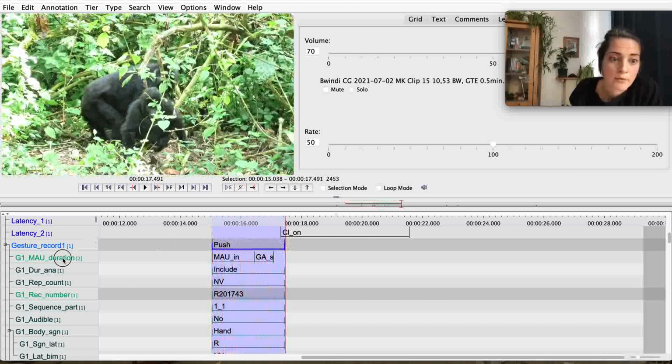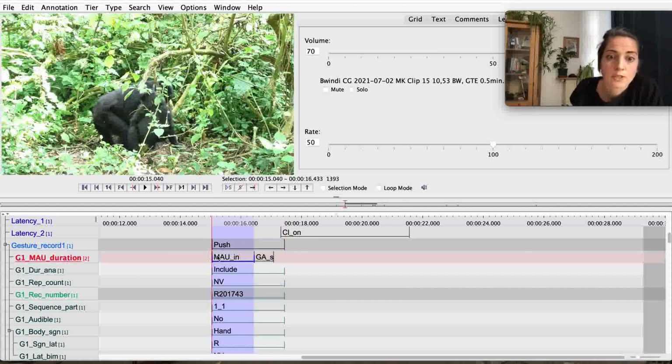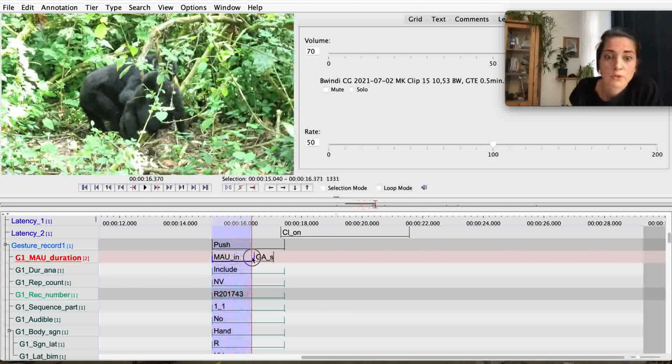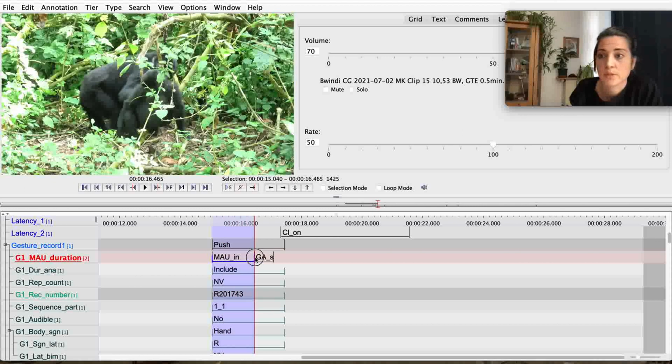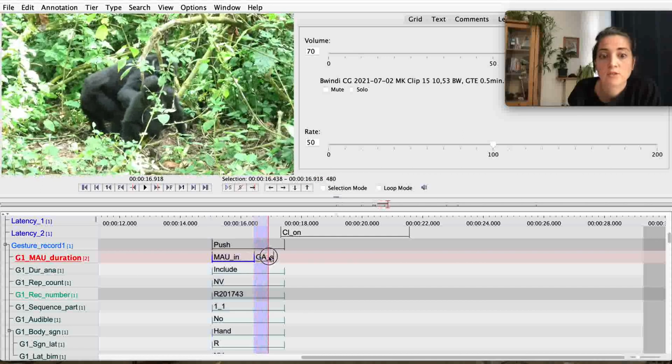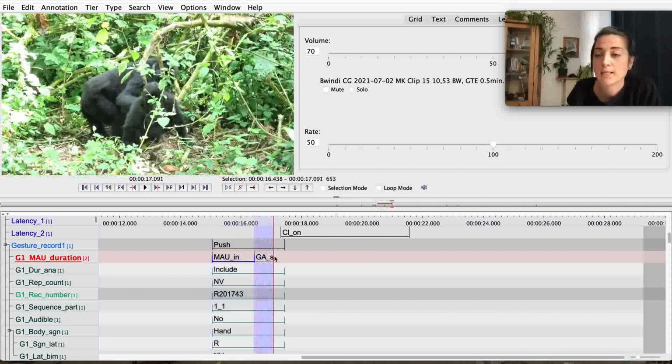But then we also have the MAU, which is the minimal action unit, which aims to describe the gesture action part that sufficiently describes the gesture action. So in this case, from the start of the gesture to the first push movement into the body of the recipient. At the end of the MAU, the gesture action can actually be completely understood, because the following part of the gesture action, which is the continuation of the push, doesn't really add any more information.